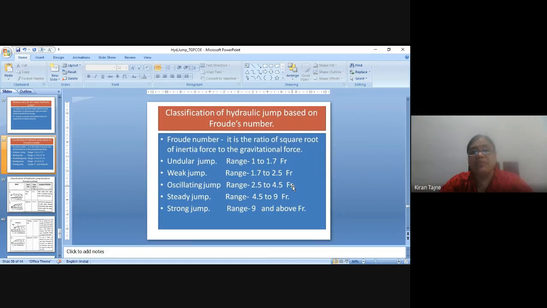Then a weak jump ranges from 1.7 to 2.5 Froude number. If the Froude number is between 2.5 and 4.5, then the jump is called an oscillating jump. And when it is 4.5 to 9, for that range, the jump is steady. And above 9, when the Froude number is more than 9, that jump is called a strong jump.